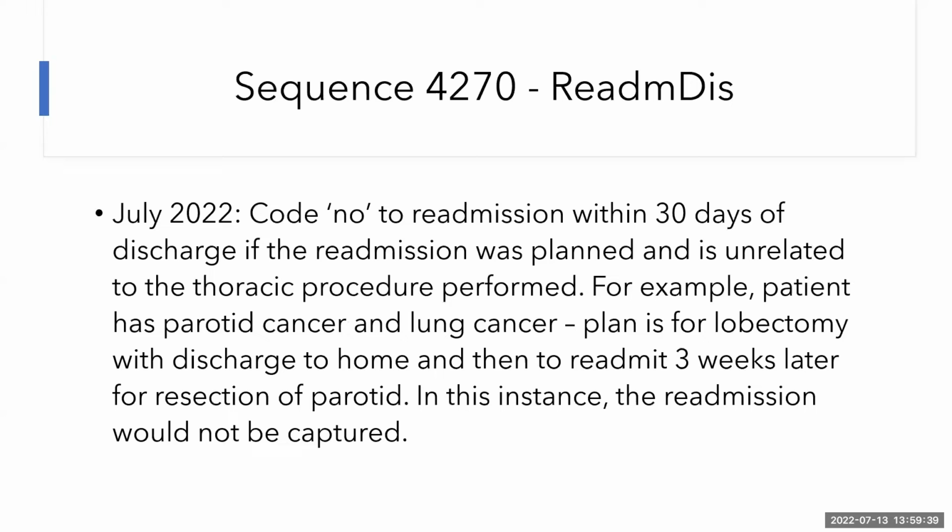Sequence 4270, this is a pretty significant change. So this is about readmissions. So you will code no to readmission within 30 days of discharge if the readmission was planned and is unrelated to the thoracic procedure performed. So for example, a patient has 2 types of cancer concurrently. The plan preoperatively was for the patient to have the lobectomy, to go home, and then to be readmitted 3 weeks later for resection of their parotid gland. In this instance, the readmission would not be captured.